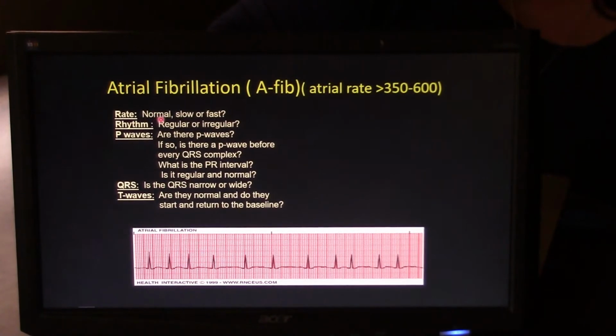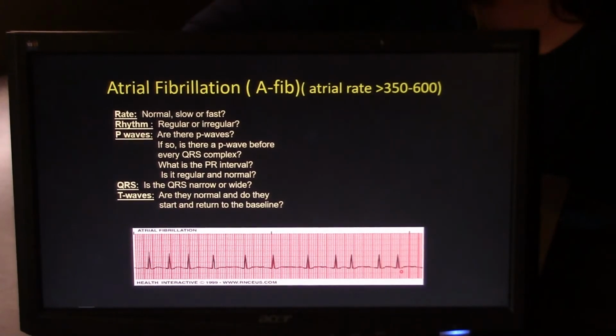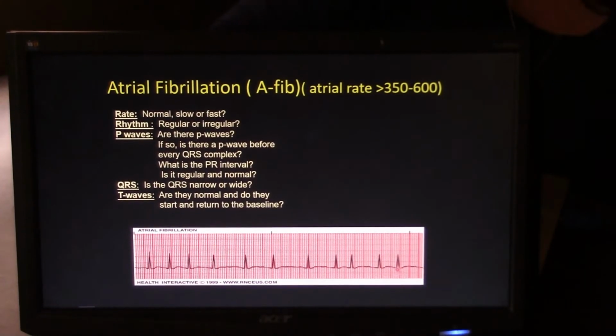So in this case, is this normal, slow, or fast? Well, let's take a look. 1, 2, 3, 4, 5, 6, 7, 8, 9, 10, 11. It's a little fast, 110. Is it regular or irregular? Again, you really wouldn't need your calipers or that piece of paper to draw the tops of your QRS complexes on to tell you, just by looking at this, that this is an irregular rhythm. And just to let you know, atrial fib is always irregular.